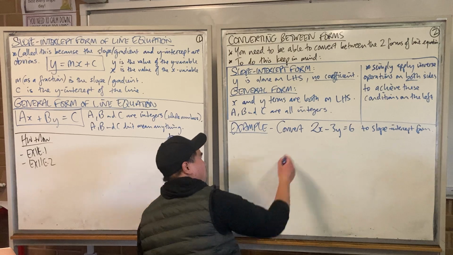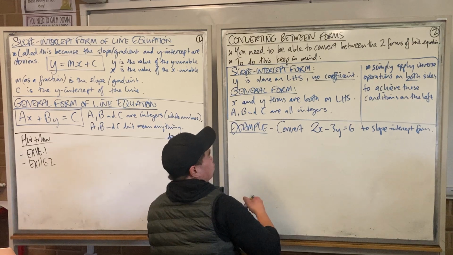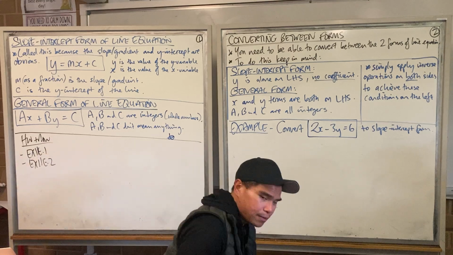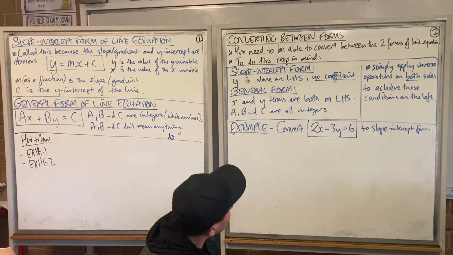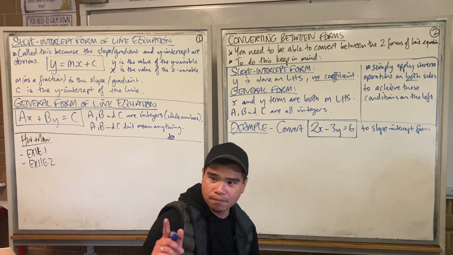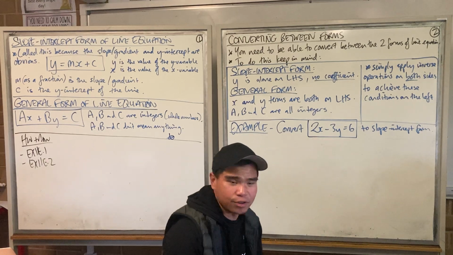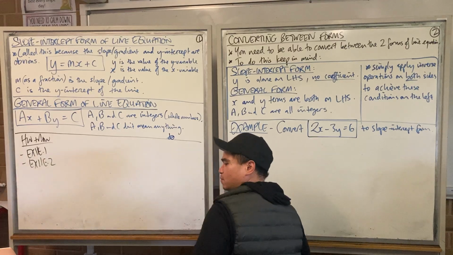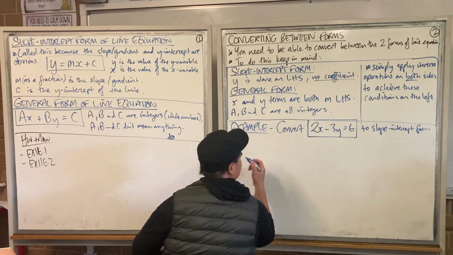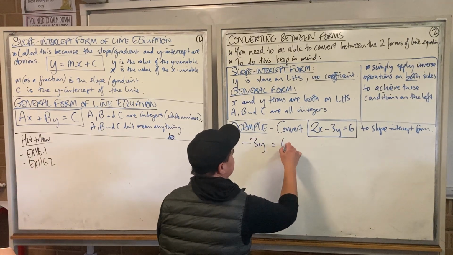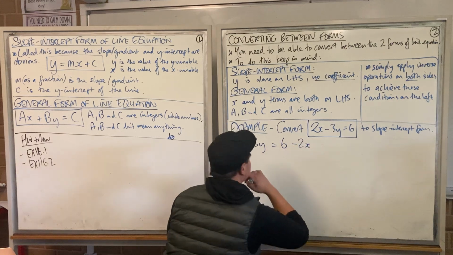So for example, if I wanted to convert 2x take 3y is equal to 6 to slope-intercept form, what is the problem right now? Do we have x and y on the left-hand side both? That's one problem. The other problem is there's a number in front of y. So I need to deal with those two separately. What's the opposite of positive 2x? Take 2x. If I took 2x from both sides, you'd have negative 3y is equal to 6 take 2x.